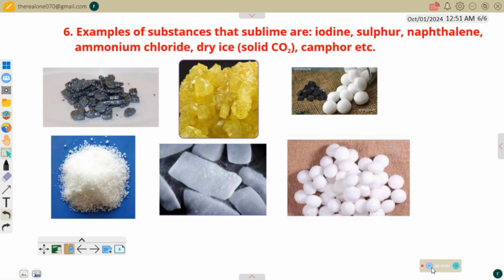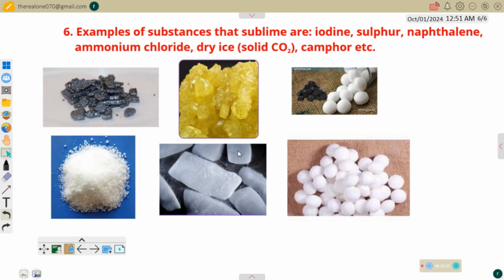But the key difference between these two is that this one is made from coal tar. It's a hydrocarbon made from coal tar. While this one belongs to the family of organic compounds called ketones. Those are organic compounds that have a carbonyl group in them. So now, this next one is ammonium chloride. You can see this is also white in color.